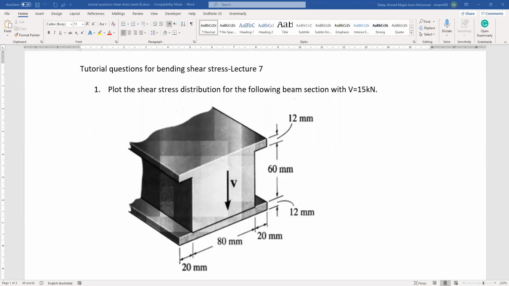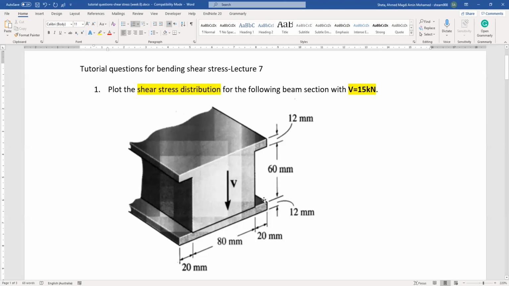Okay, today our class will be shear stress, and we have two problems. I will do the first problem and give you some time to think about the second one. So for the first one, it is required to plot the shear stress distribution for the following beam cross section, where V is the shear force equal to 15 kilonewton.